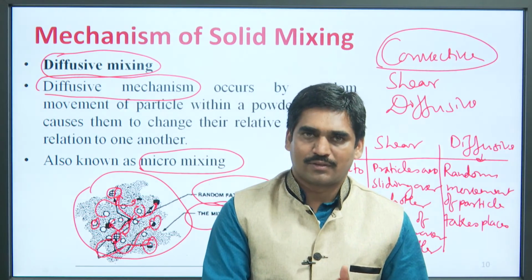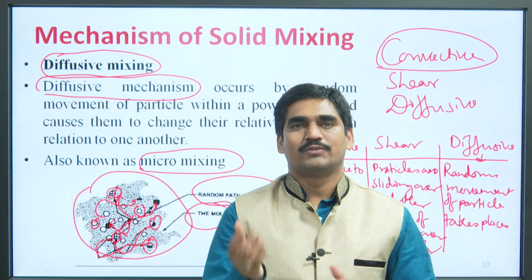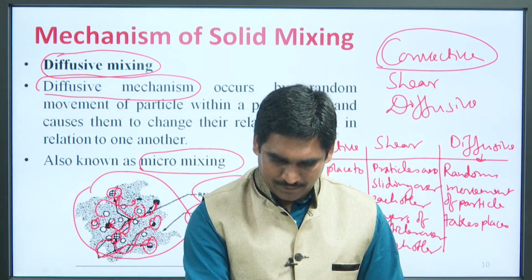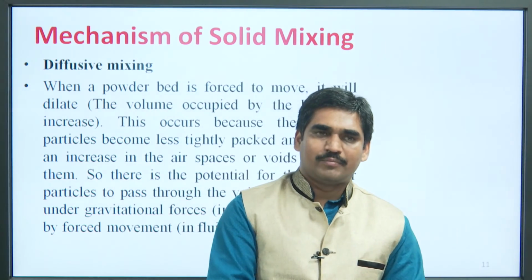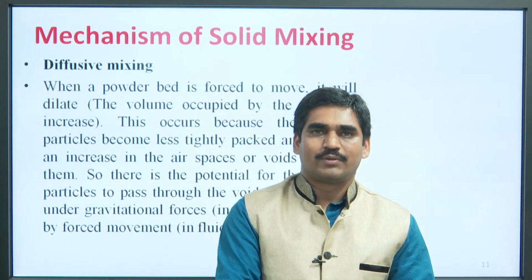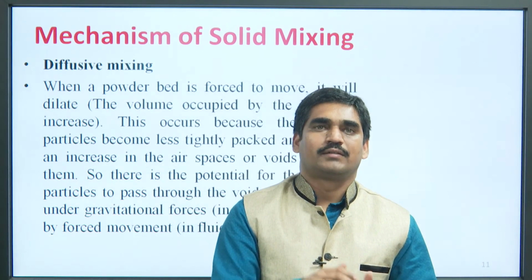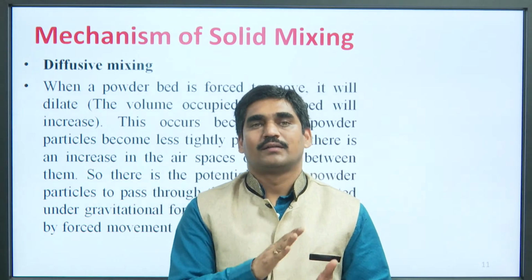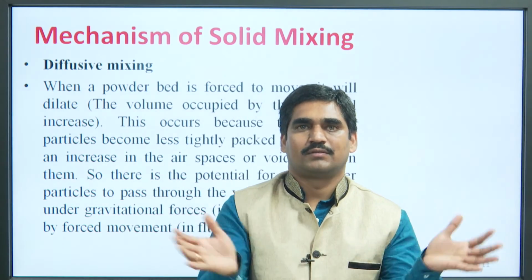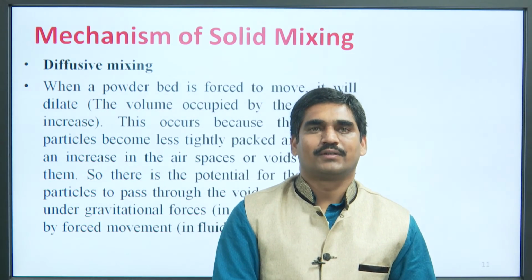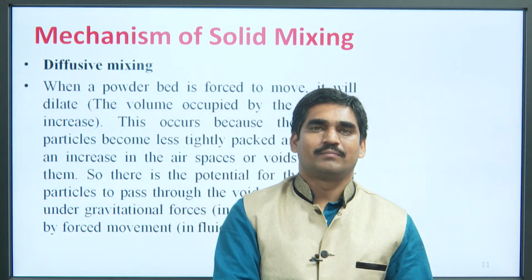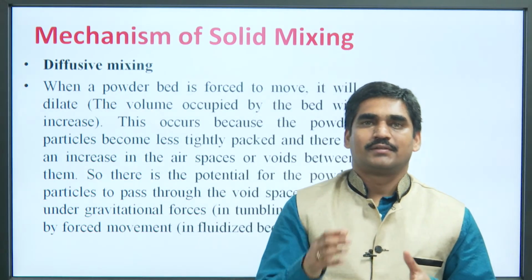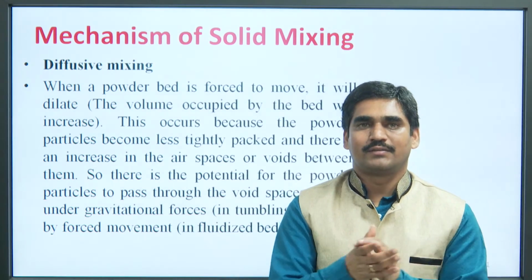Convective mixing is called macro mixing or bulk transport. Diffusive mixing is called micro mixing. Now, in diffusive mixing, when the powder bed is forced to move, it dilates. That means the volume occupied by the bed will increase due to this random movement. This occurs because the powder particles become less tightly packed. Due to this, there is an increase in air spaces or voids between them.